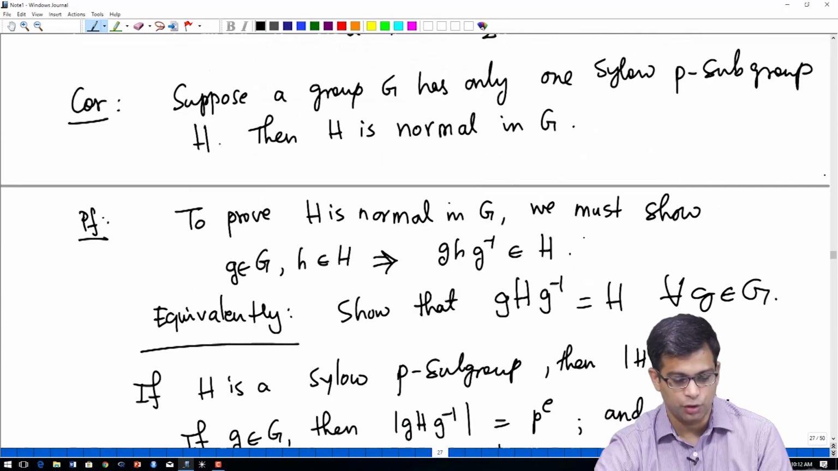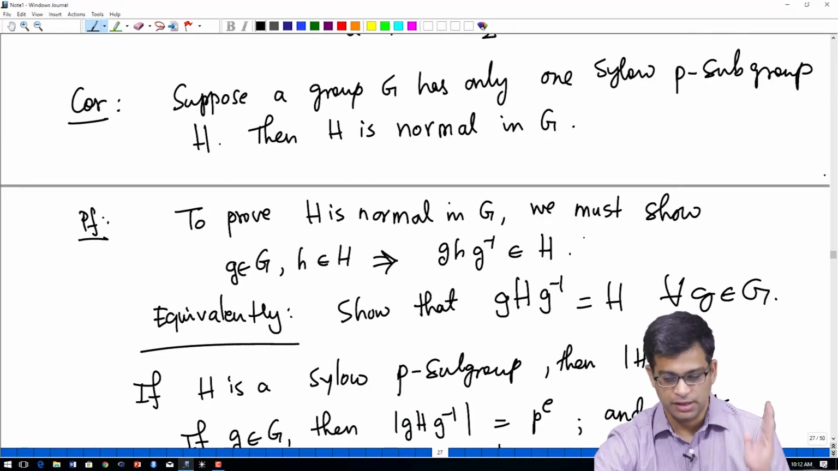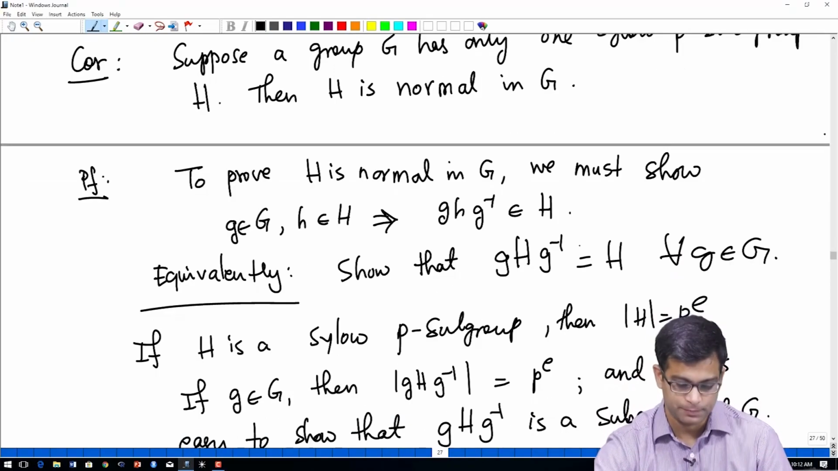It is very useful to know that there is only one Sylow P subgroup, in which case it will automatically be normal. Okay, so I will stop the video here. In this video we talked about the second Sylow theorem, which said that any two Sylow subgroups are conjugate. In the next video I will talk about the third Sylow theorem, which talks about the number of Sylow subgroups. As the corollary here shows, if you know that there is only one Sylow P subgroup, we know it is normal. So, that is useful to know. The third Sylow theorem tells something about the number of Sylow P subgroups. Thank you.